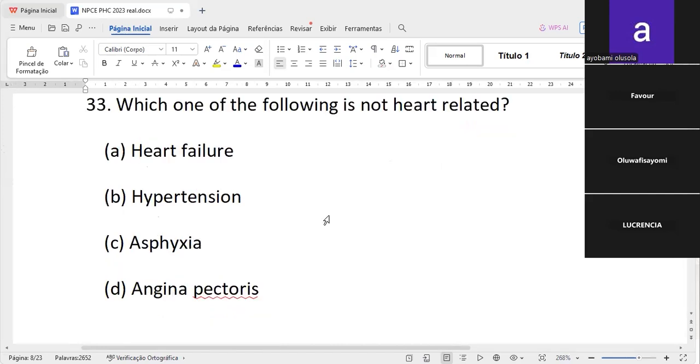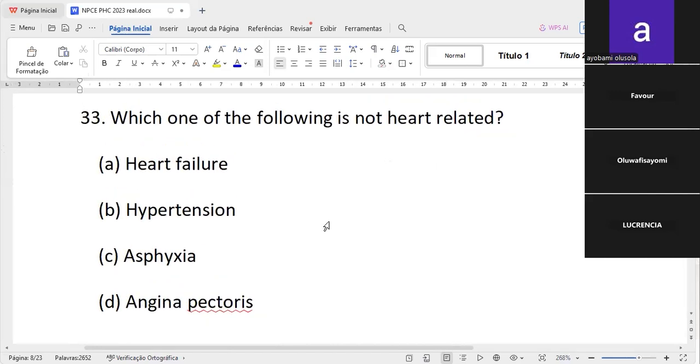So 33, which of the following is not respiratory related? Asphyxia. Yeah, asphyxia is about the respiratory system and it describes the lack of oxygen. That's what asphyxia is all about, lack of oxygen.